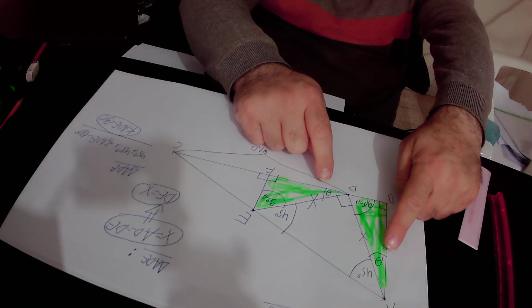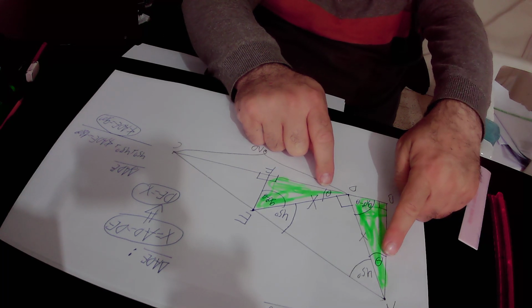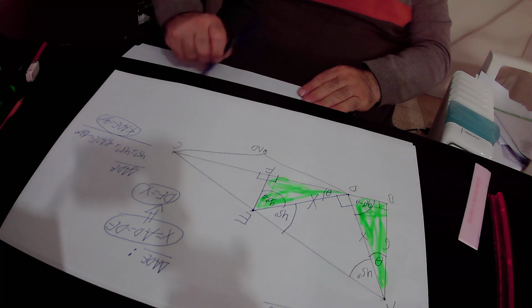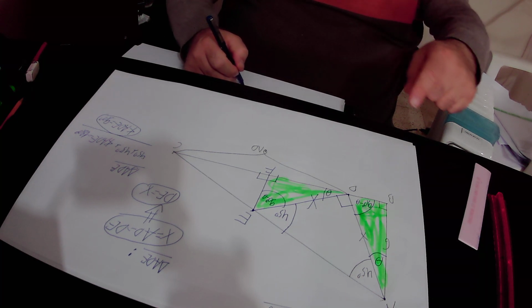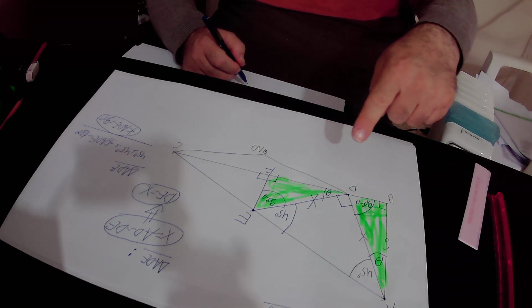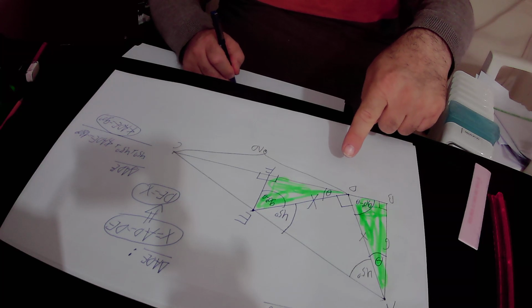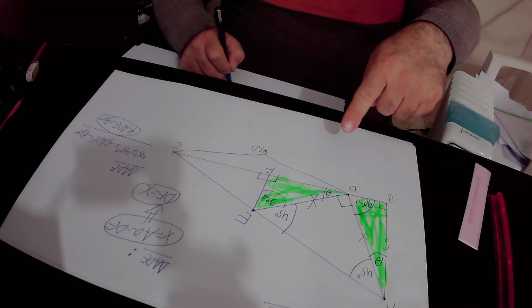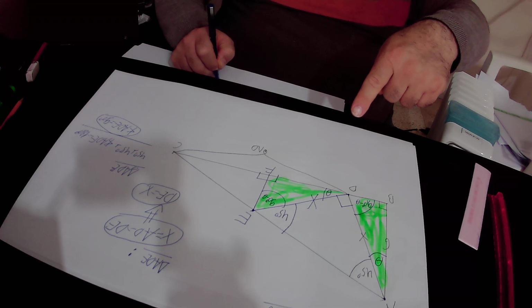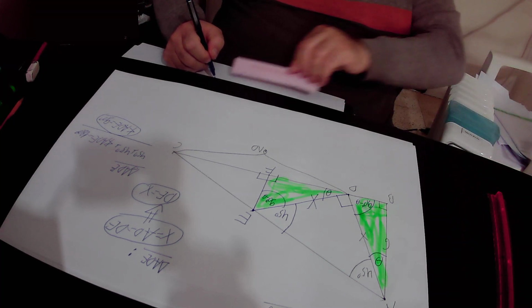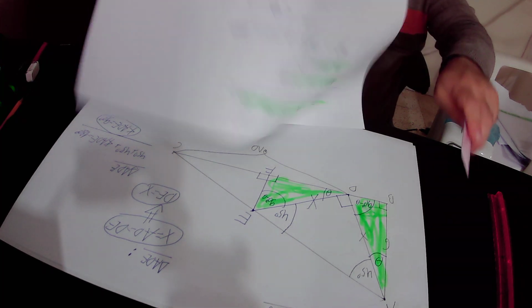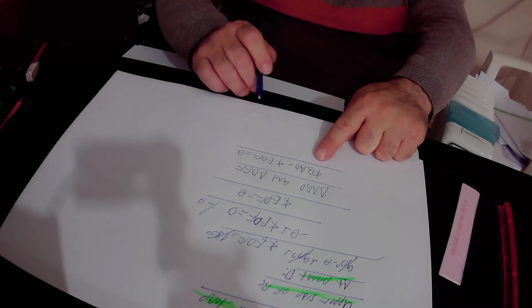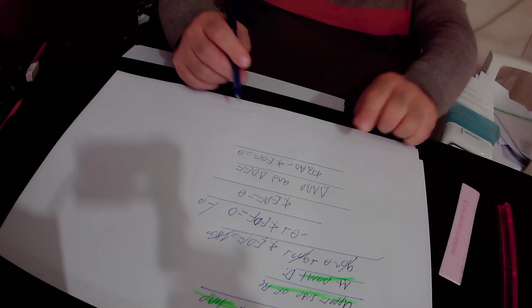First of all, we have those two angles that are equal to each other. They are both equal to theta. So angle BAD is equal to angle EDF, and they are both equal to theta. I repeat again: angle BAD equals angle EDF, and they are both equal to theta.